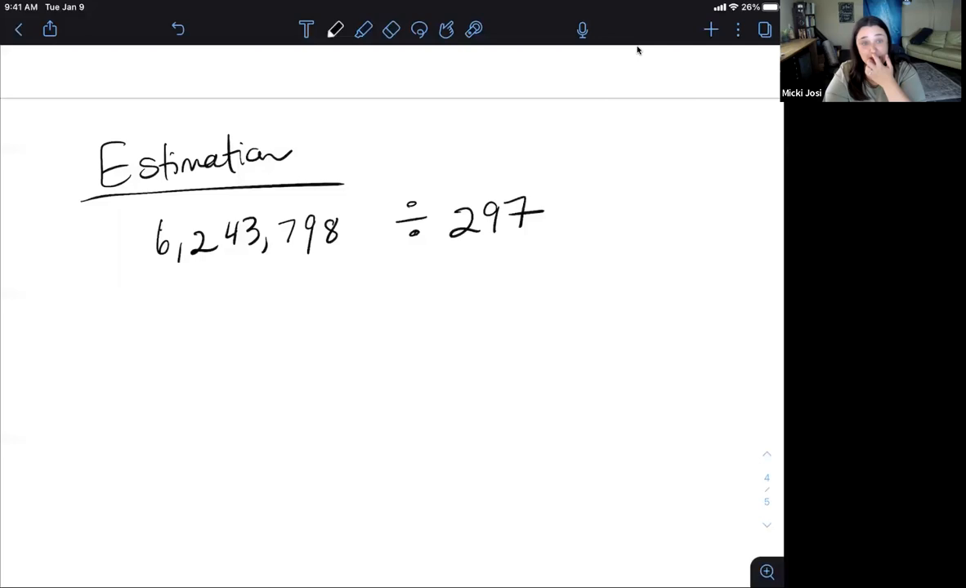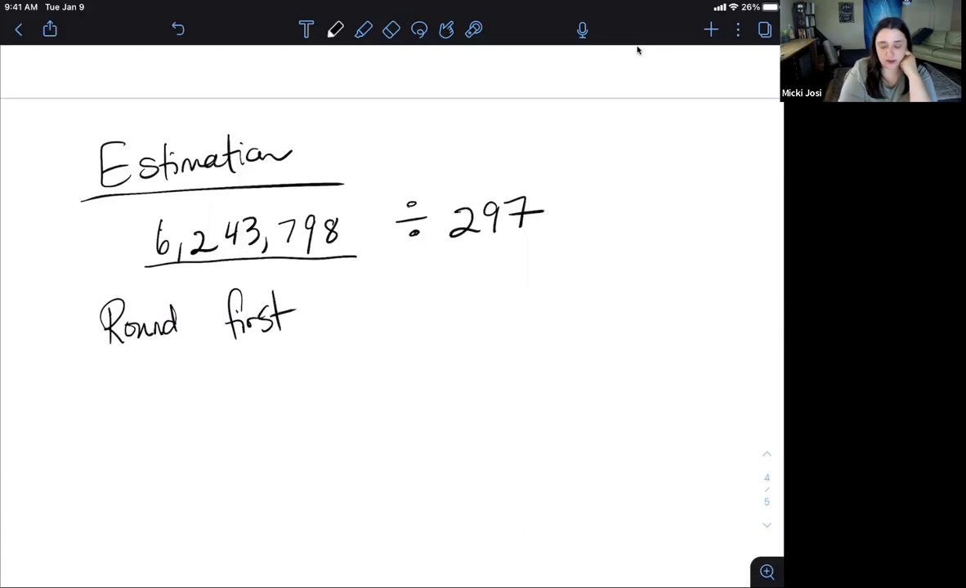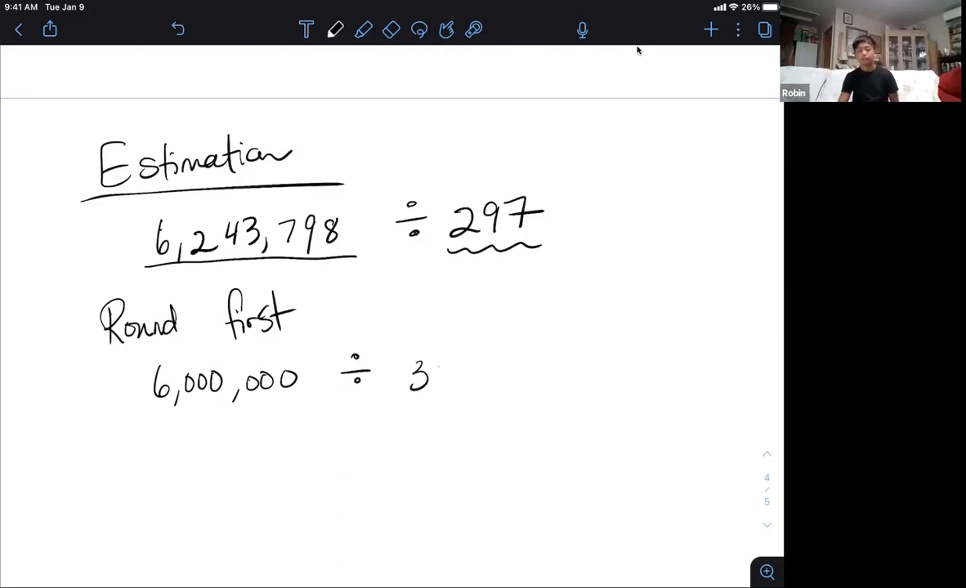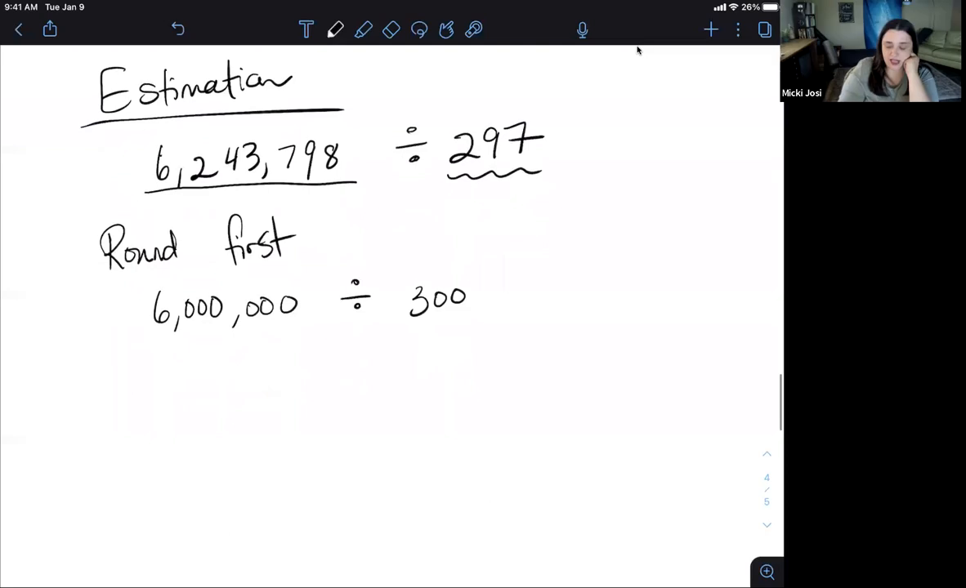So when we estimate, I can round the numbers first. If I look at this number, I'm going to say, well, that number is really close to 6 million. So I could say 6 million divided by, what would you round that number to? 297. Is it closer to 200 or closer to 300? 300. So we could round it to 300. And then we're just dividing 300 into 6 million.